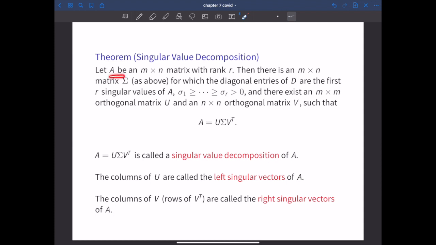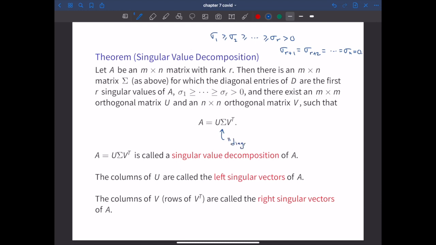So let A be an m by n matrix with rank R. Okay, so remember, if the rank is R, that really tells us that the first R singular values are all positive, and then all of the singular values after that point are equal to 0. Okay, so if you have an m by n matrix with rank R, then you can split it up like this. A is equal to U sigma times V transpose, where sigma is one of these diagonal matrices.